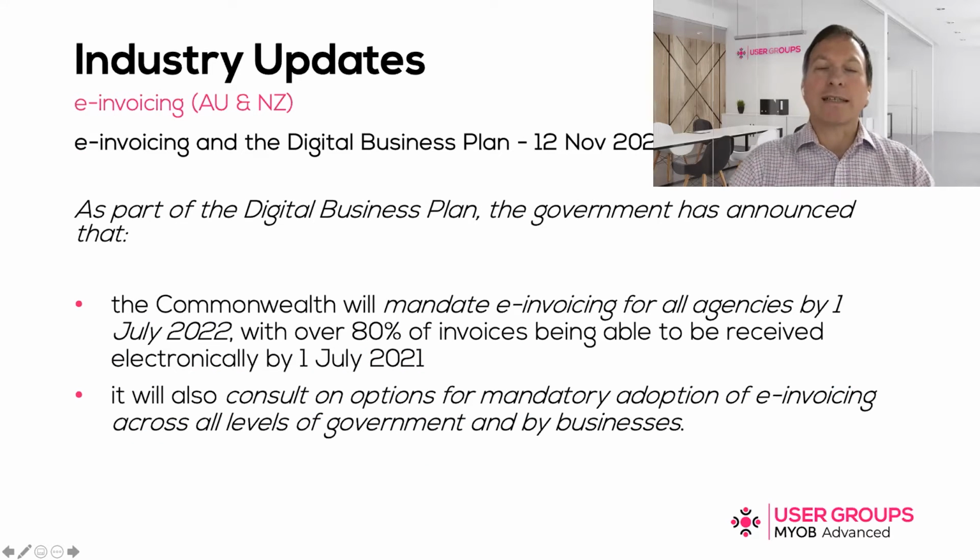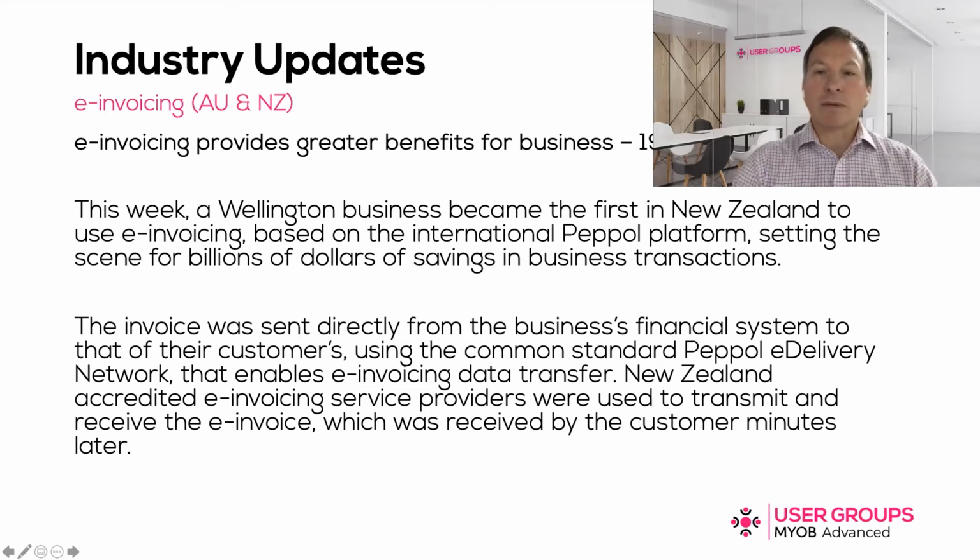The biggest impact is, as I mentioned, around government organisations, where the Australian Commonwealth has mandated e-invoicing for all agencies from the 1st of July 2022, with a deadline of the 1st of July 2021 for over 80% of invoices being able to be received electronically. There are some benefits for organisations in adopting this, in that they're going to be reducing the payment times for invoices that are received electronically.